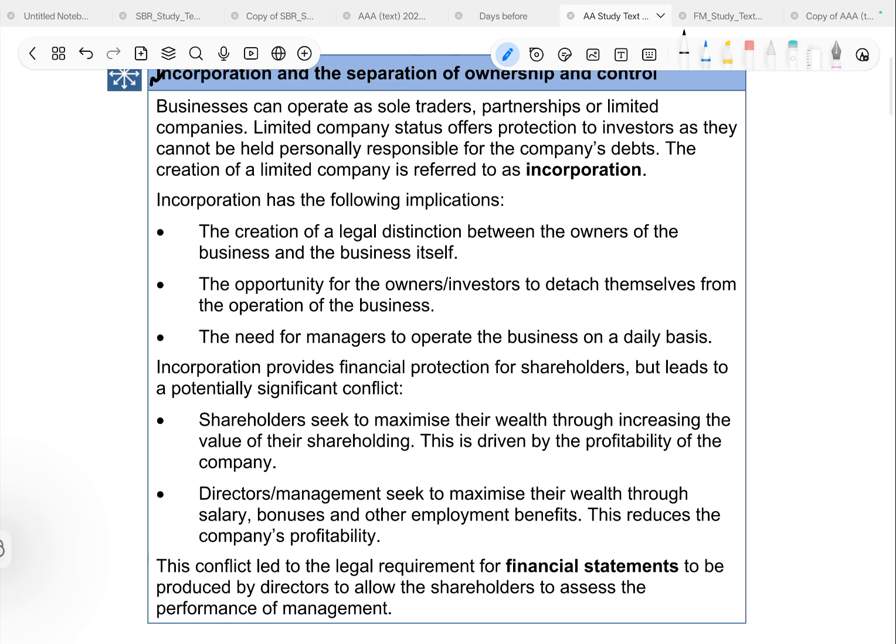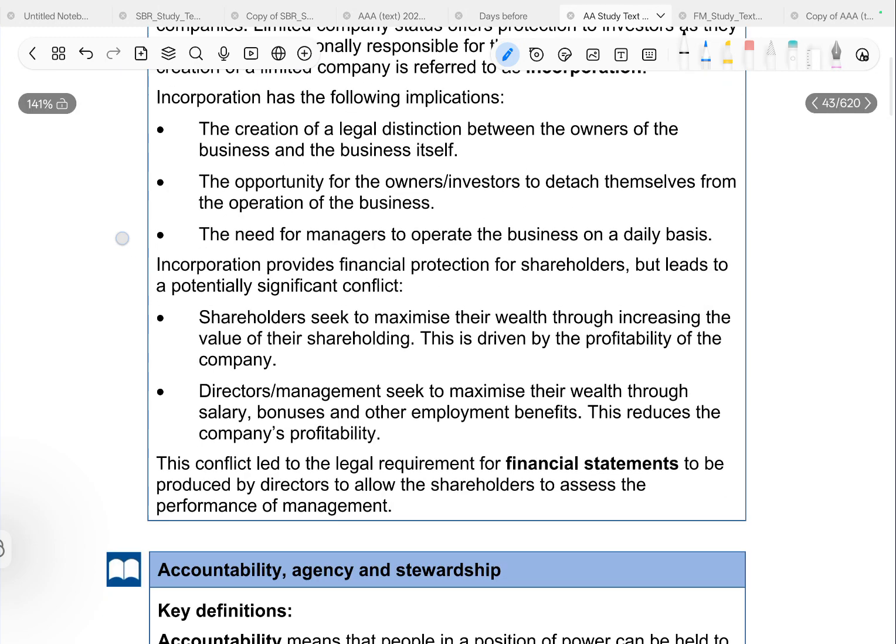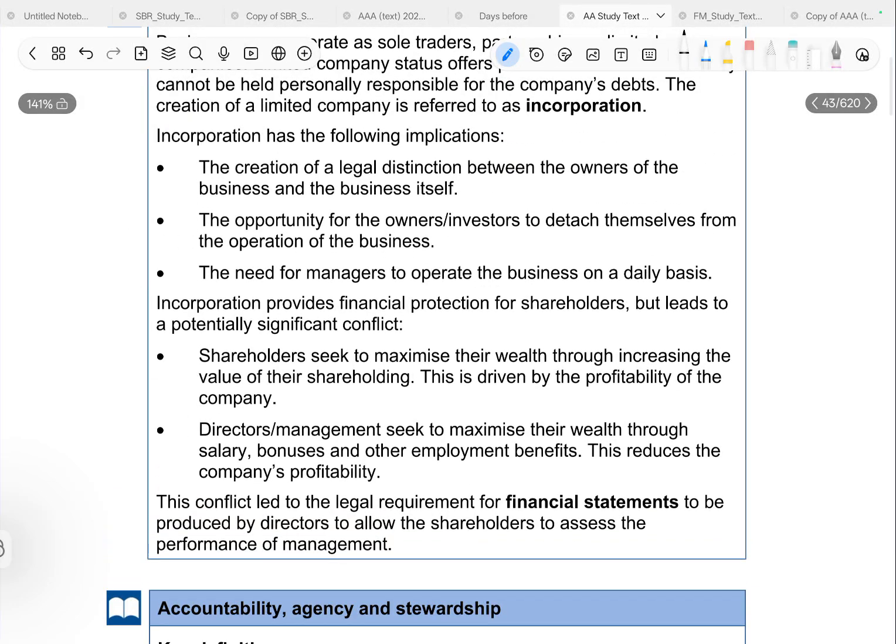Second, incorporation allows the owners to detach themselves from daily operations. In other words, shareholders do not have to run the company themselves. Instead, they appoint professional managers or directors to manage the business. Since shareholders are not managing the company, directors handle the day-to-day operations or transactions. Now we have two different groups: the shareholders, the owners of the company, and the directors who are the managers of this company. And this creates a very interesting situation.